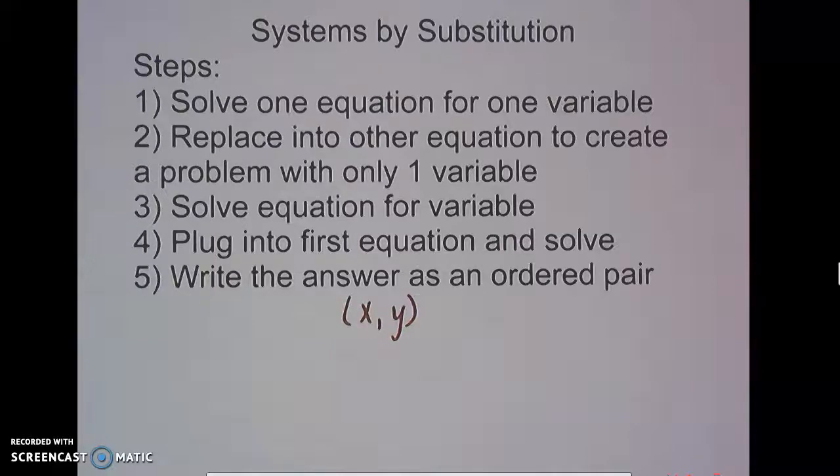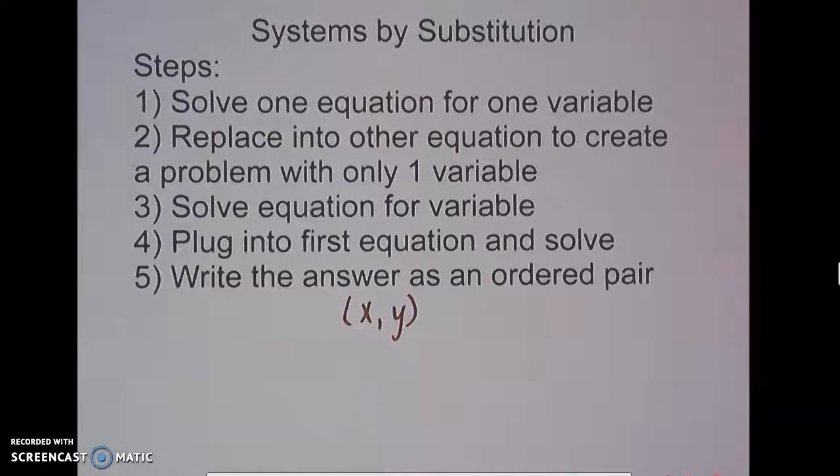So our steps for this are to solve one equation for one variable. Replace whatever you just got into the other equation to create a problem with only one variable. You're going to solve that equation that you just created for the one variable, and then plug it into the first equation and solve, and we're going to write our answer as an ordered pair. So remember, that means that it's going to be in x comma y form.